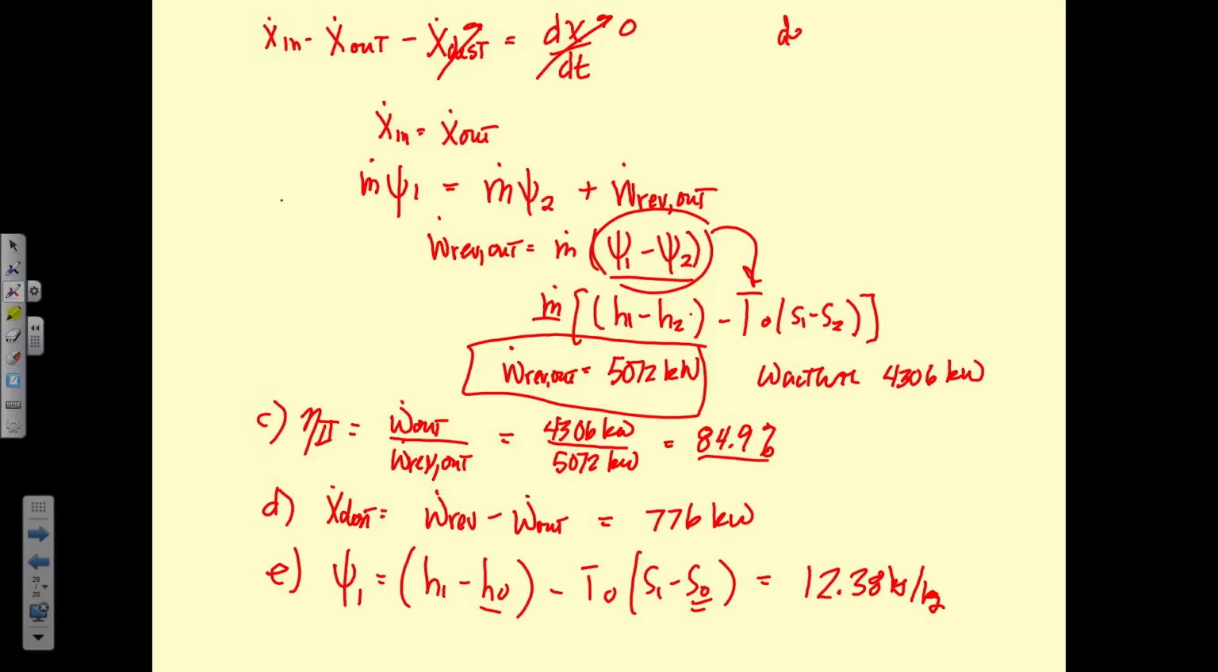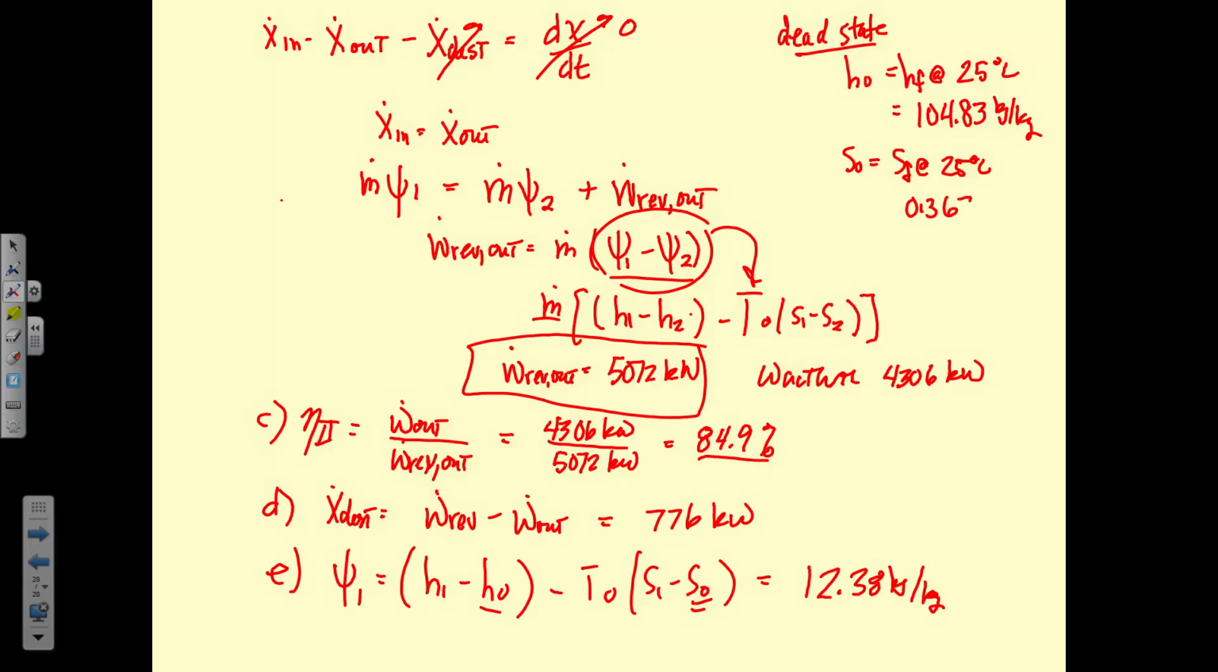So just to give you the dead state properties, because I didn't write those on the other screen, H naught is equal to H sub F at 25 degrees Celsius, because we're assuming our turbine takes the liquid all the way to the ambient temperature rather than having superheated steam coming out, which is 104.83 kilojoules per kilogram. And S naught is equal to S sub F at the same temperature, which is 0.3672 kilojoules per kilogram Kelvin.